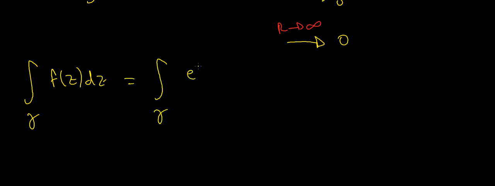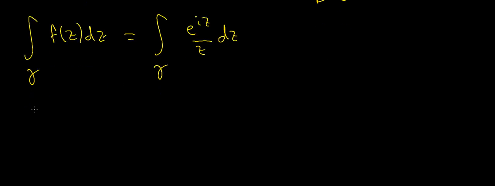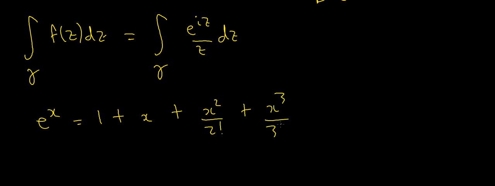So the integral over little gamma of f of z dz. What's that? That's the same as the integral over little gamma of e to the iz divided by z dz. Okay, so what can I do now? Well, I'm going to use another little trick. I'm going to use the Taylor series of the exponential function. Recall that e to the x has the Taylor series expansion 1 plus x plus x squared over 2 factorial plus x cubed over 3 factorial, and so on and so forth.